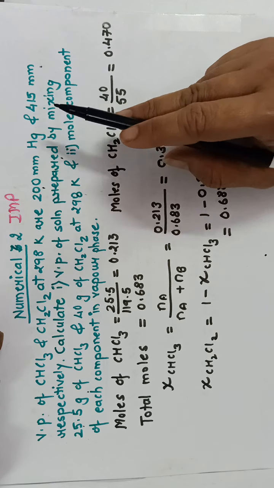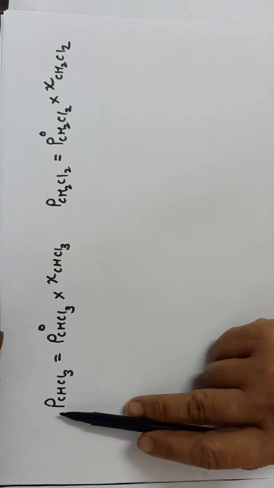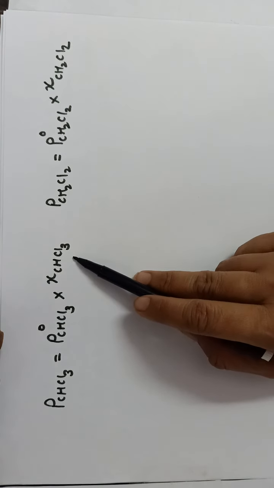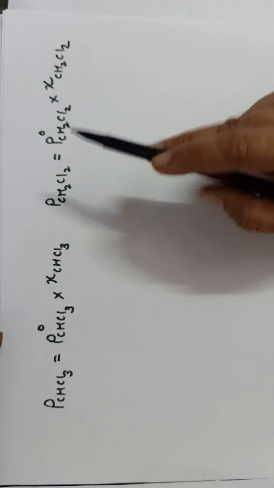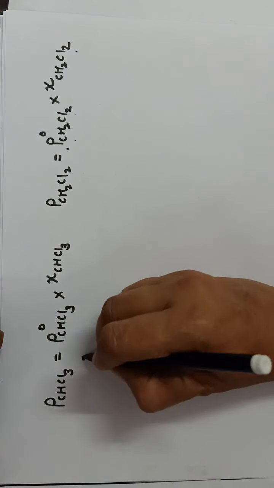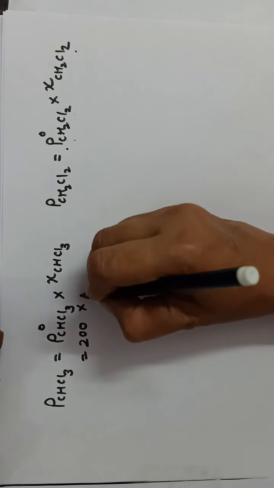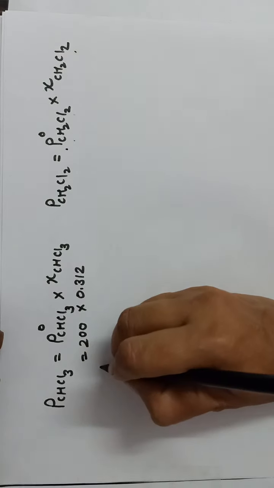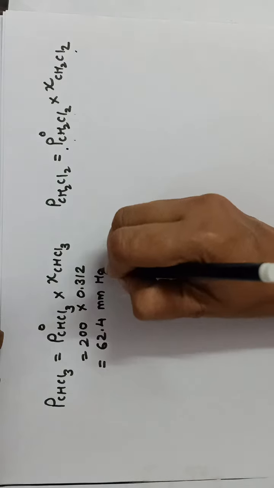Now we have got the mole fractions and the vapor pressures of pure components are already available with us. So hence now we can calculate the vapor pressures of the solution. We know the formula Pa equals P0A into Xa, or I will say vapor pressure of chloroform equals pure chloroform pressure into its mole fraction. Let us substitute the value. This pressure is already given in the numerical, 200. Mole fraction we have already calculated, 0.312, and we get the answer 62.4 millimeter mercury.